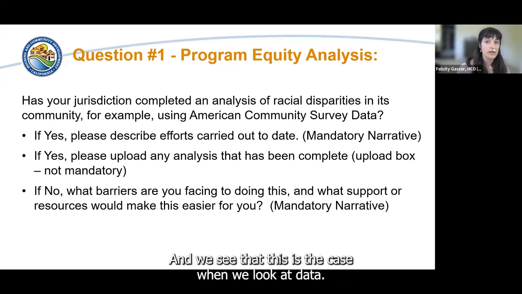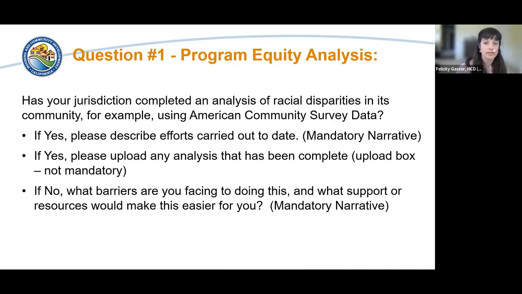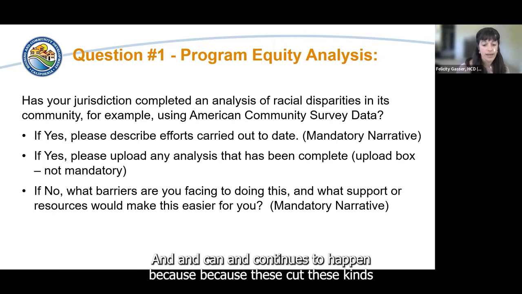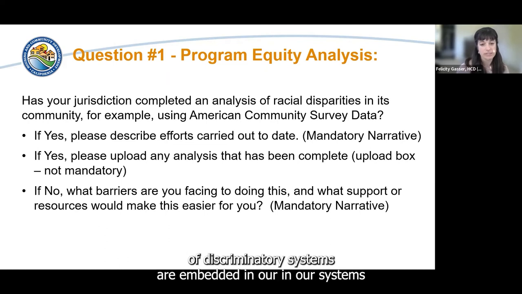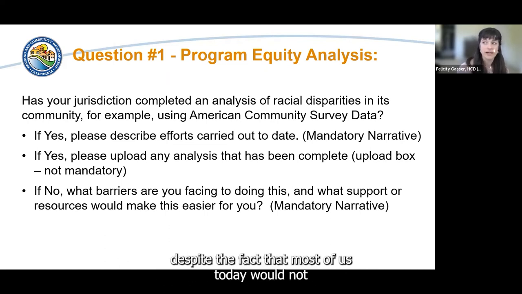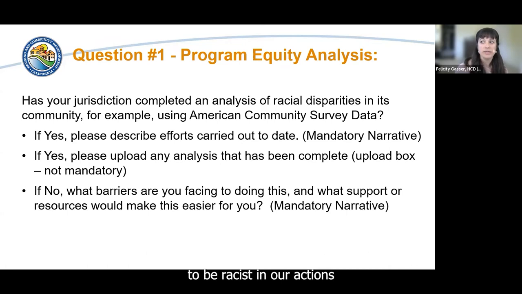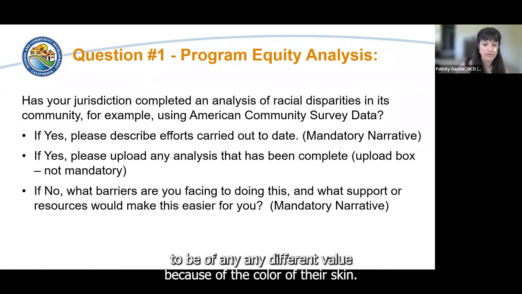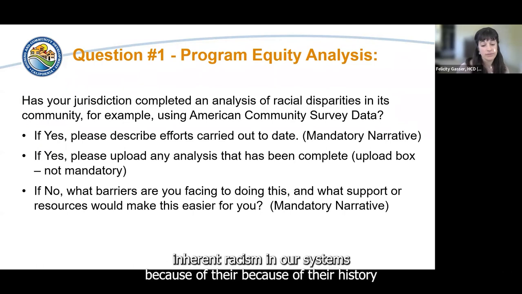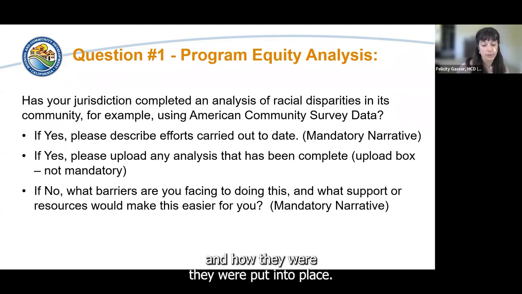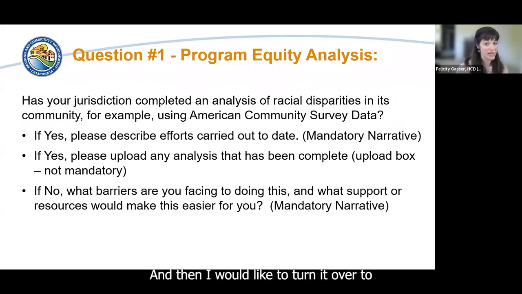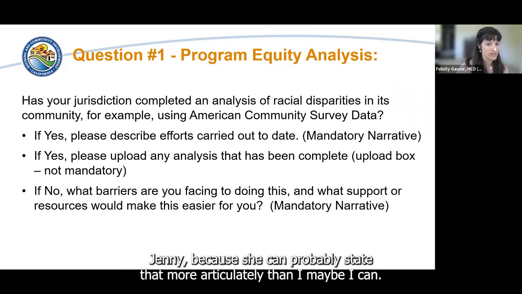And we see that this is the case when we look at data, and a lot of this has to do with the social policy, political marginalization, segregation, and discrimination that has happened historically and continues to happen because these kinds of discriminatory systems are embedded in our systems, despite the fact that most of us today are not inclined to be racist in our actions, or to consider people to be of any different value because of the color of their skin. There is inherent racism in our systems because of their history and how they were put into place. So that's where I'll start, and then I would like to turn it over to Jenny, because she can probably state that more articulately than I can.